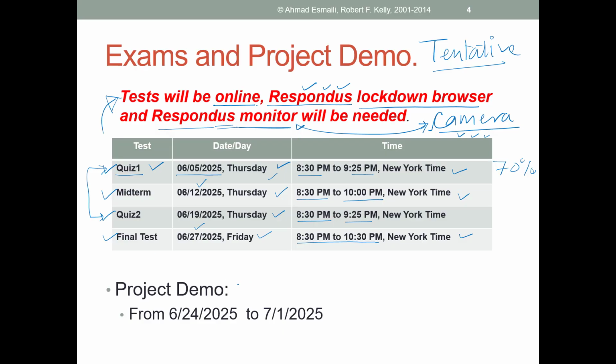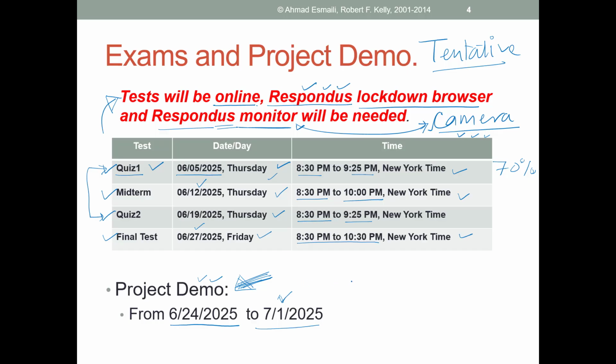And the course has a course project, and for the course project towards the end I would require you to provide the project demonstration. The demonstrations will start from 24th of June and continue till 1st of July. So I will be providing a sign up sheet, and in the sign up sheet the team should sign up for the project.